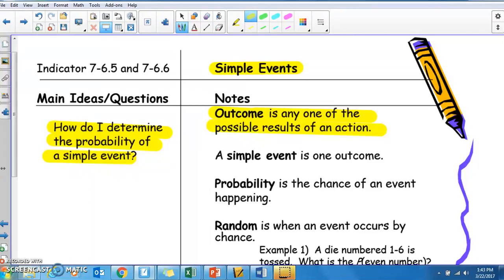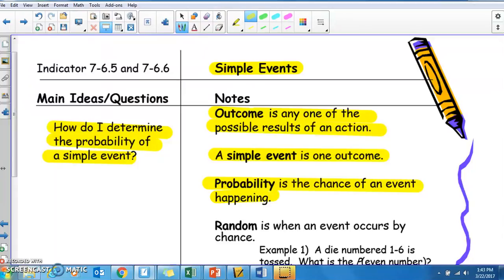I flip a coin, my outcome is either going to be heads or tails. I select a card from a deck of cards. I could draw a red 2 of spades, a 2 of hearts. Okay, so that would be an outcome. A simple event is when you have exactly one outcome. And you will need to know these words, this terminology. We've already talked about probability. Probability is the chance of an event happening or taking place.